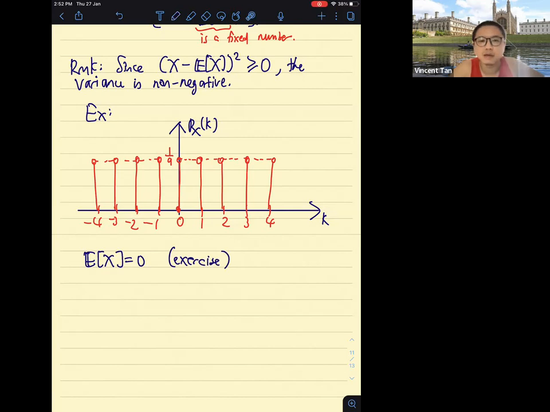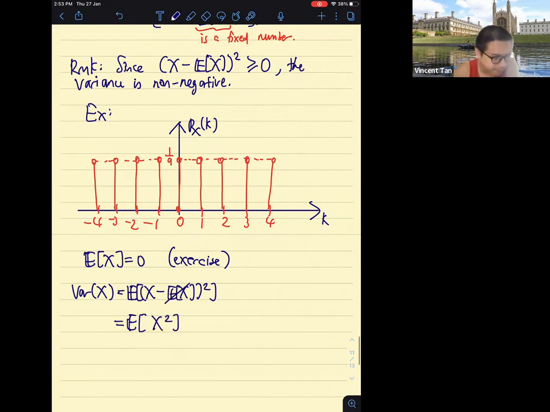If you use the center of gravity interpretation, then the center of gravity is of course here, because you are balanced on the left and on the right. So it's believable that the expectation value is zero. Okay, so now the variance reduces to the following simple formula, which is the expectation value of (x minus expectation value of x) squared. But this guy is zero, so you're left with the expectation value of x squared.